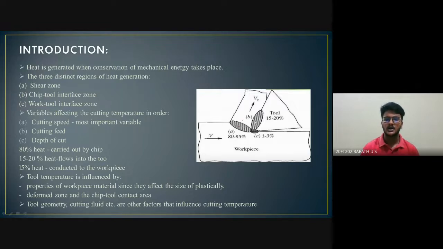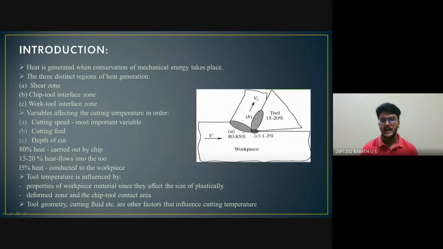The other part, B, is the tool part, where 15 to 20% of the heat is generated. As the chip separates and slides along the tool, rubbing creates friction, which generates heat. And the third one is the rubbing area of the tool and workpiece, where only about 1 to 5% of the heat is created.